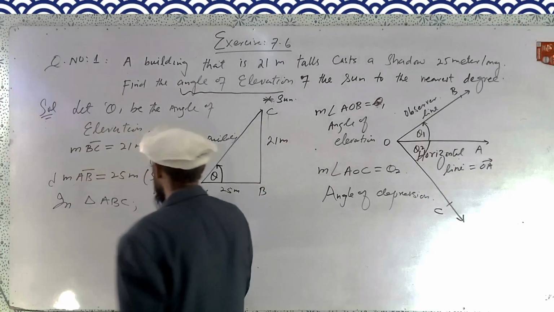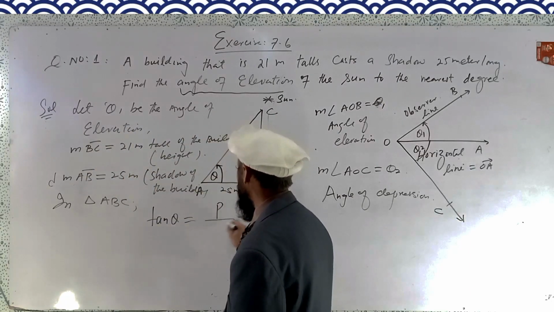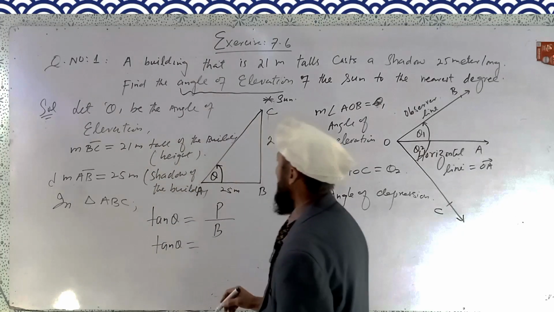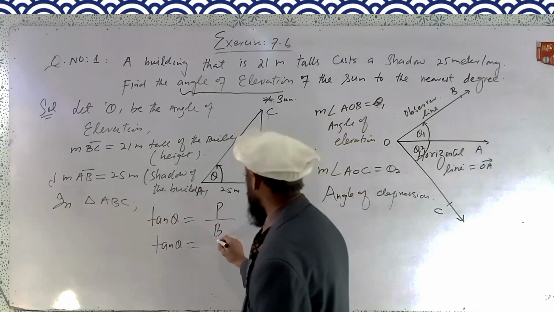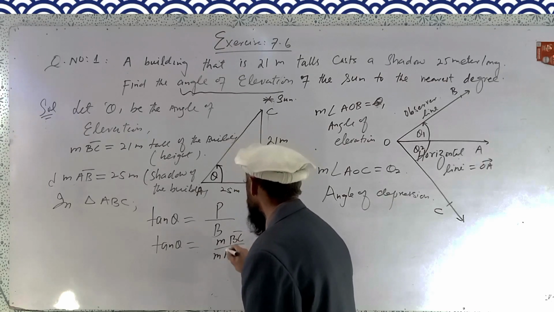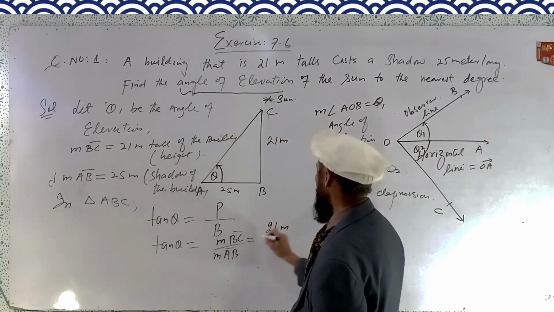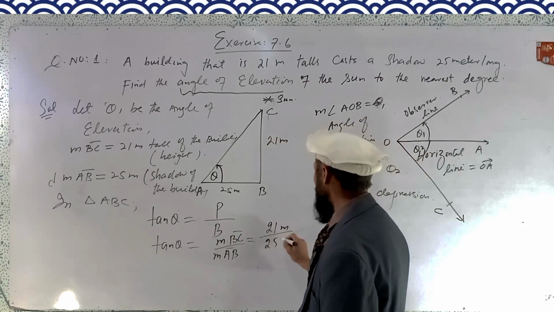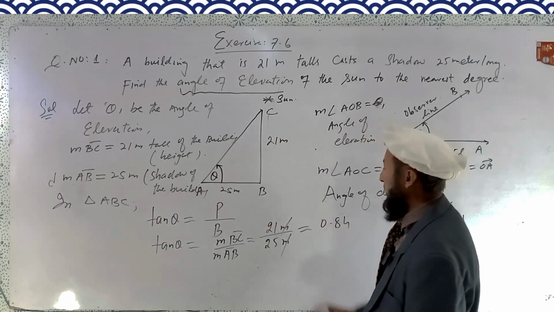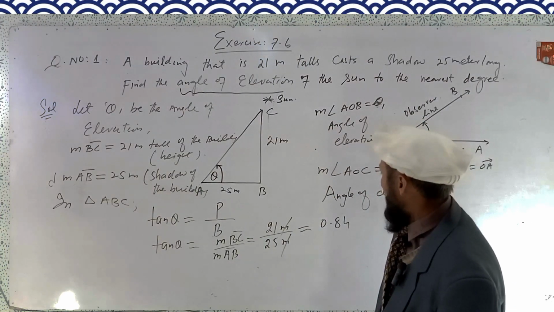Now here in triangle ABC, perpendicular is given and base is given. So we use the trigonometric ratio, tangent theta equals perpendicular divided by base. Tangent theta is equal to measurement BC divided by measurement AB. We replace the values: BC is 21 meter and base is 25 meter. So meter cancels each other. If we divide 21 by 25, we get 0.84.